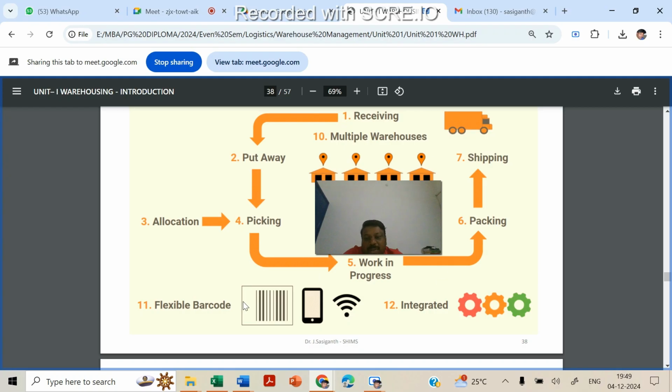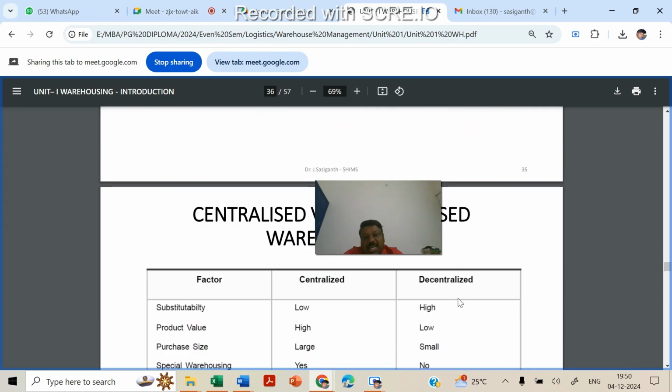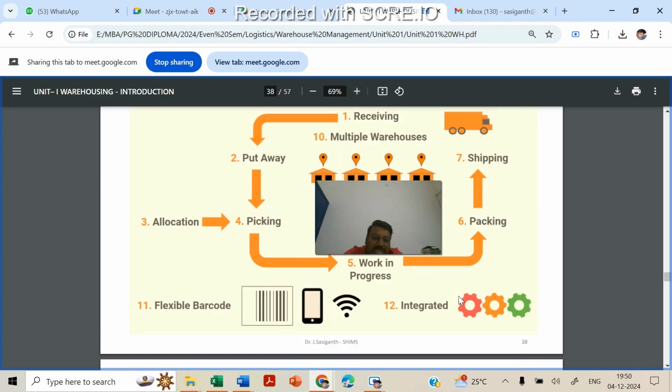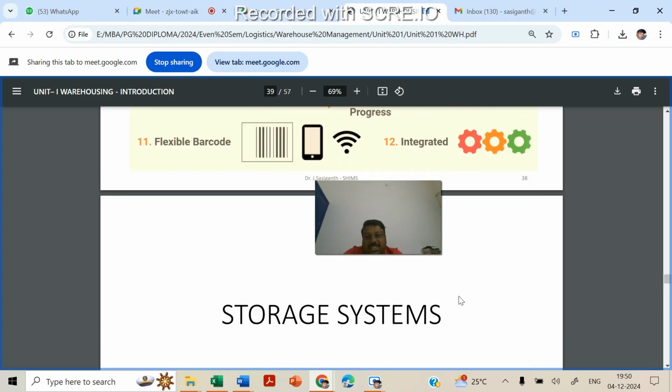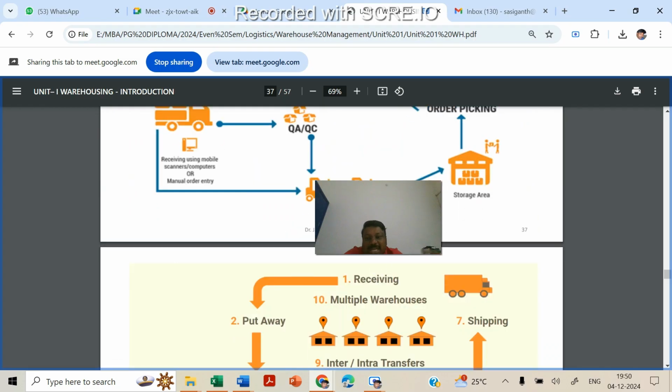Okay, so you can easily identify with your flexible barcode or scanner here. So now QR scanner has come. Then you need to integrate everything. So this is where you have your full-fledged centralized warehouse, or you have a decentralized warehousing process. Okay, so this is the process that you have. Okay, how your order is getting processed.